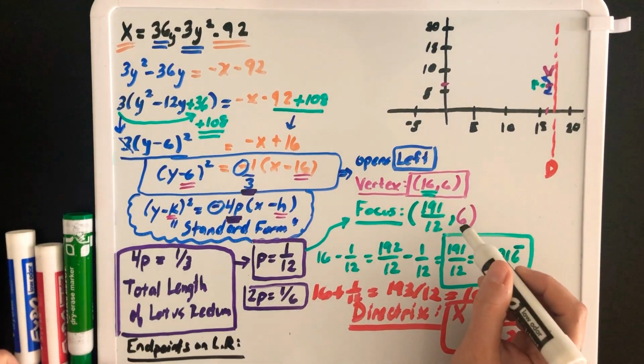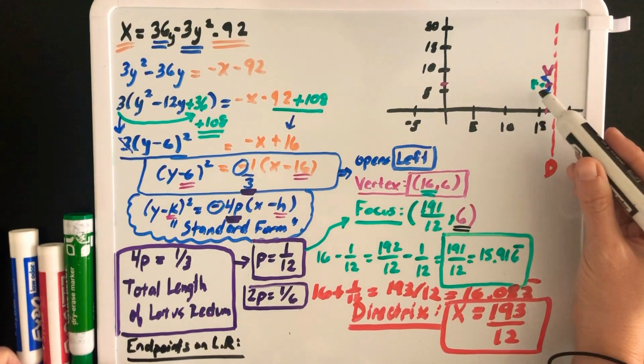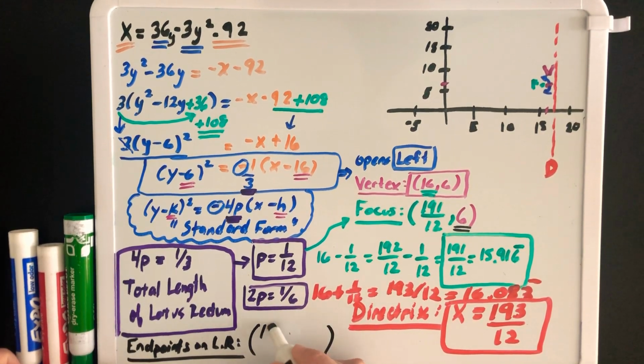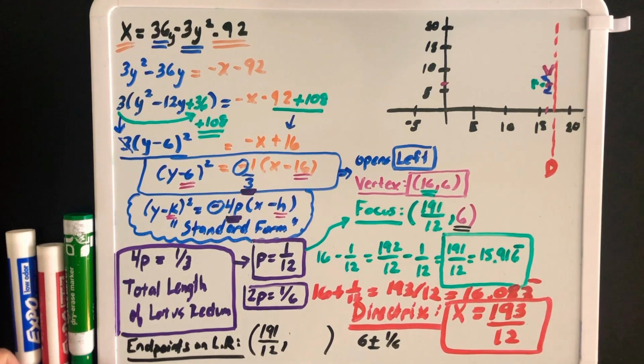my focus and go up and down, so that y value for the focus of 6 right here needs to go up and down by 1/6 unit. So I start off at 191 over 12 because that was the x value of the focus, and then I take the y value, which was 6, and add or subtract 1/6 to it. What does that produce?